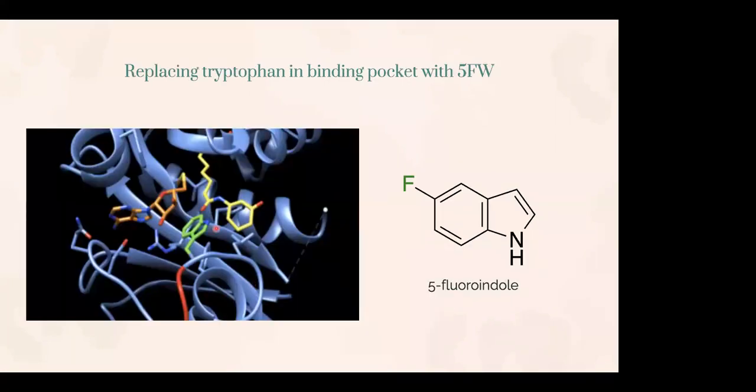So this is a crystal structure of one of our autoinducer synthase enzymes, and you can see that we have a tryptophan right here shown in green in the binding pocket. And what we can do is we can replace these tryptophans with a molecule called 5-fluoroindole, and we can use the chemical shift, or the NMR activity of these fluoroindole molecules, to monitor changes.